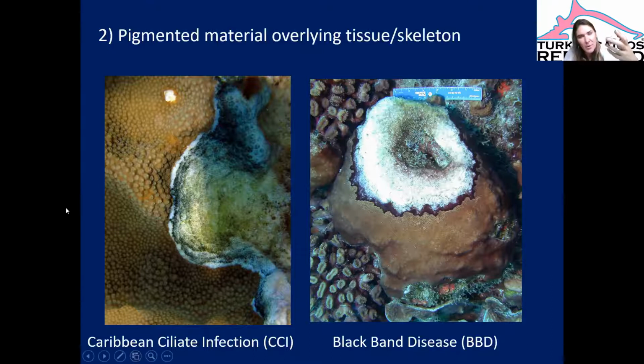And the reason I want to pay a little more attention to the Caribbean ciliate infection is that it seems again to be opportunistic, and I have been observing it at least on quite a few colonies that have SCTLD. Once that disease margin is moving, then Caribbean ciliate infection will just come in and start anchoring and growing in that area.